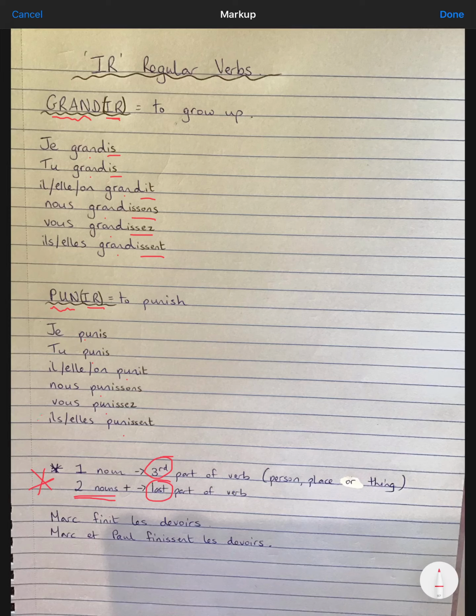Alright, and I'm just giving an example. Mark finit, so there's the IT ending, that's the third part ending. So Mark is finishing le devoir, his homework, and then when you have two people, Mark et Paul finissent. There you have the last part ending, le devoir. So Mark and Paul are finishing the homework. Okay, alors c'est tout.